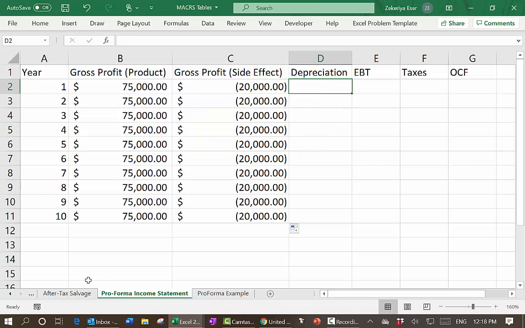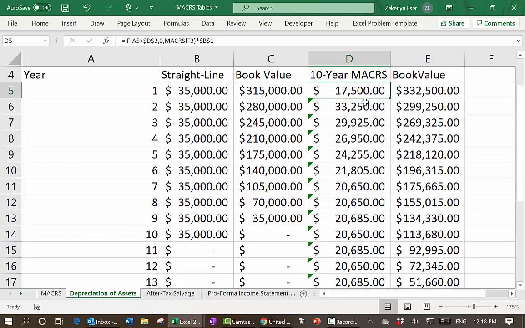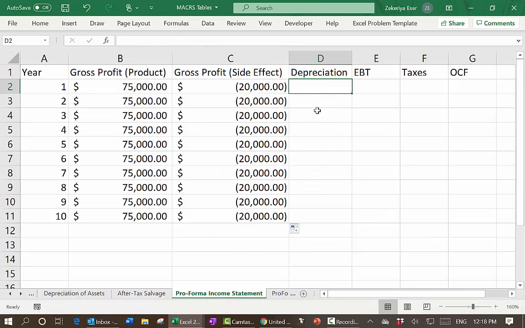Let's calculate the depreciation. We already have done that, but remember we have $350,000. We have 16-year makers. I already made sure that when we're calculating the salvage value, those depreciations were calculated. So let's go ahead and get those numbers.